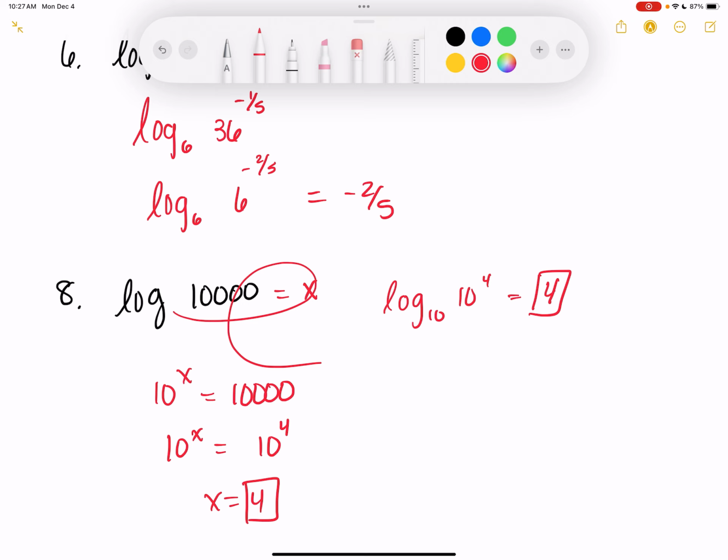How do you get the understood 10? Because it's a common log, which is log base 10. If it's not written, it's assumed to be 10. And if it's ln, it's log base e. But we don't ever write it as log base e, we just write it as ln.